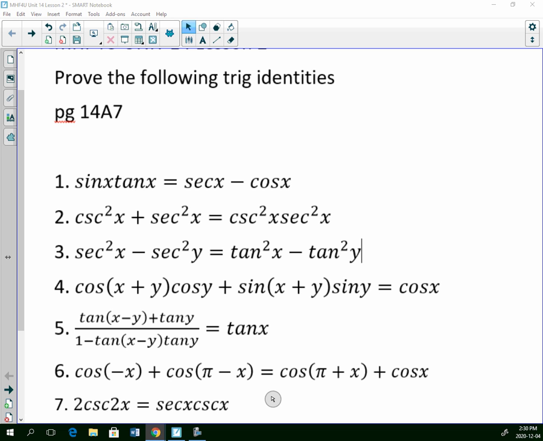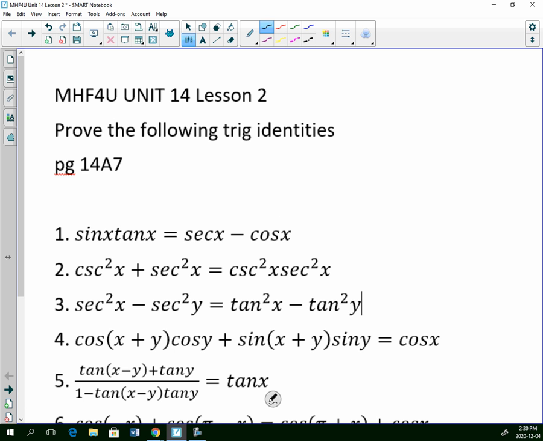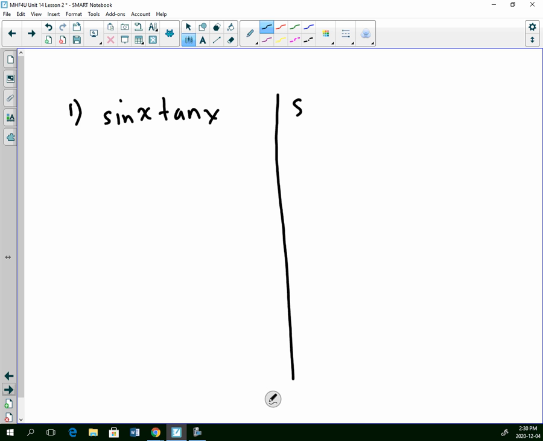Okay, so let's have a look at the first one. The first one's pretty straightforward. We are going to follow our strategies. I'm just going to write this on a different page. What is it? Sin x tan x on the left side, and then on the right side, we have secant x minus cosine x.